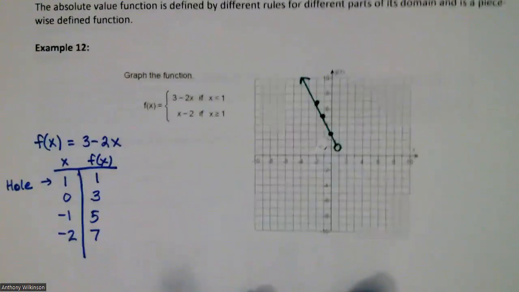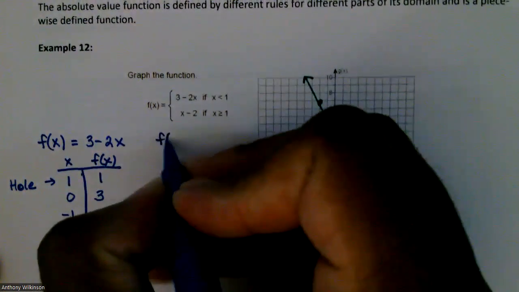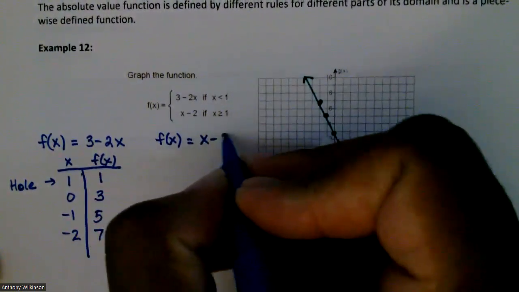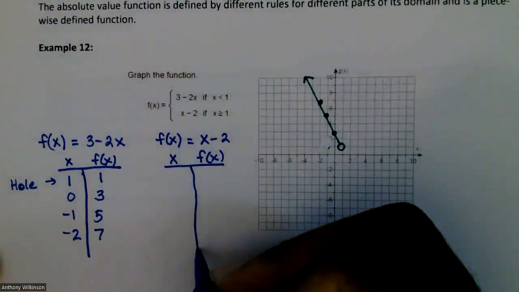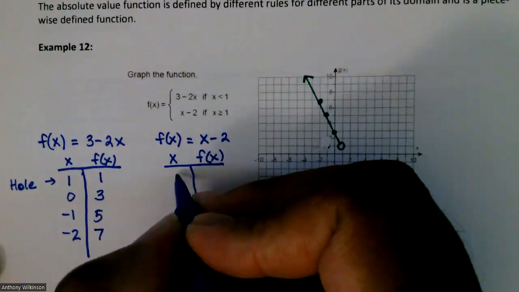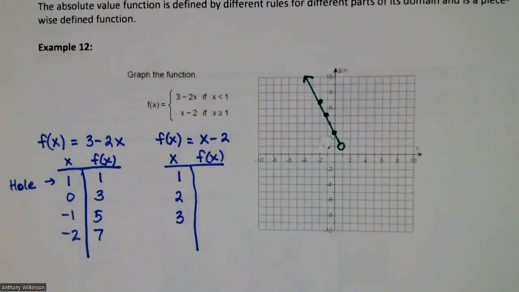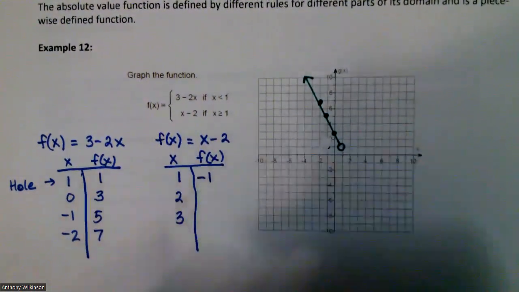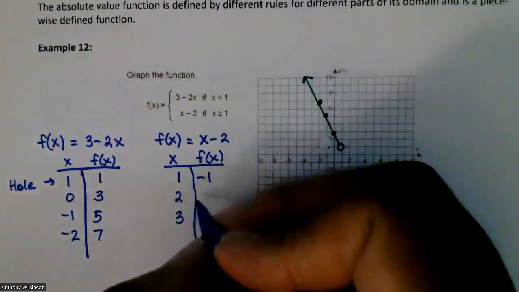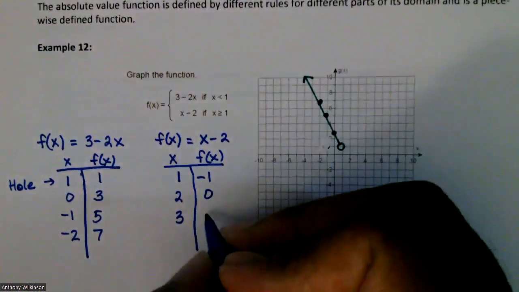Now the other piece is x minus 2 if x is greater than or equal to 1. So I'm going to use a table of values here. Greater than or equal to 1 means 1 will be included, so I use values like 1, 2, and 3 as x values, and then substitute in f of x equal to x minus 2. So if x is 1, 1 minus 2 would be -1. For x is 2, 2 minus 2, that's going to be 0. For x is 3, 3 minus 2 will be 1.